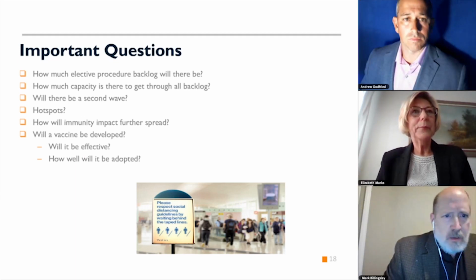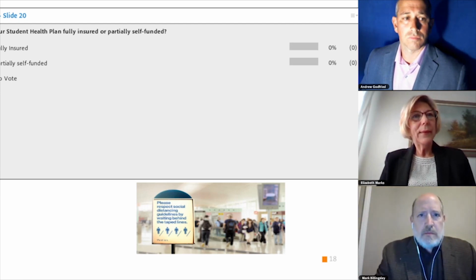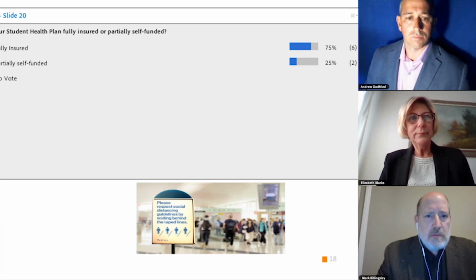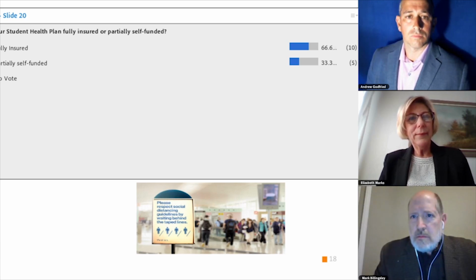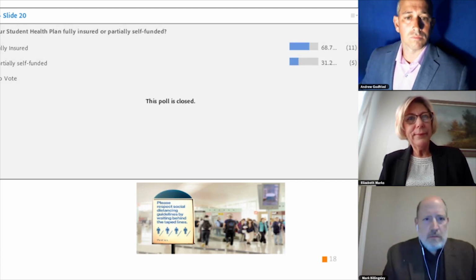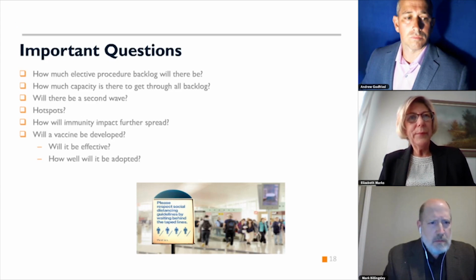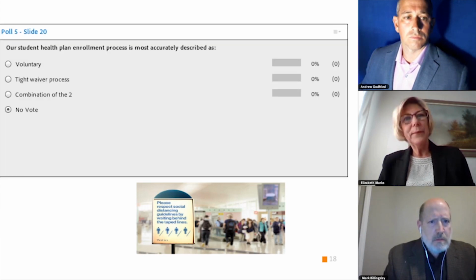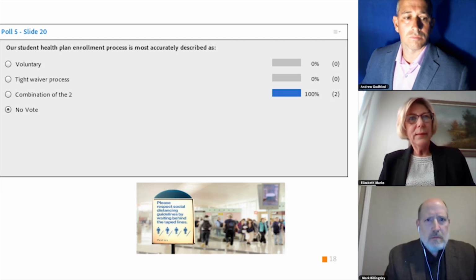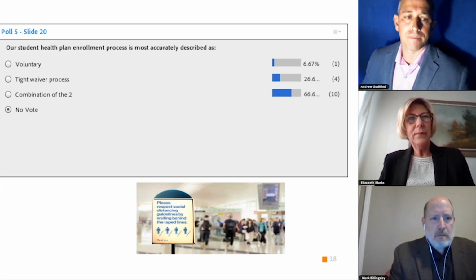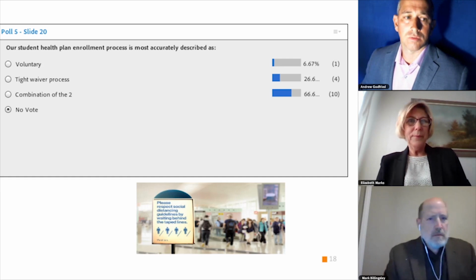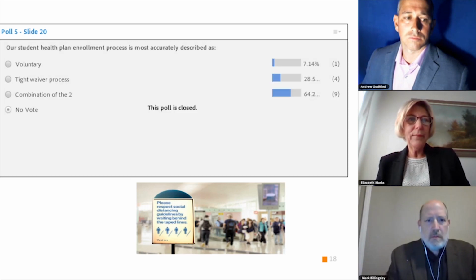Let's go ahead and share those polling questions. The first one: is your student health plan fully insured or partially self-funded? And again, a reminder to our participants that you can submit a question at any time by typing it into the Q&A pod on the right side of your screen. Okay, looks like about a 2-to-1 ratio there. Let's bring up the next question. Our student health plan enrollment process is most accurately described as, and we have 3 options. It seems like the combination of the two is twice as popular as the other two combined.